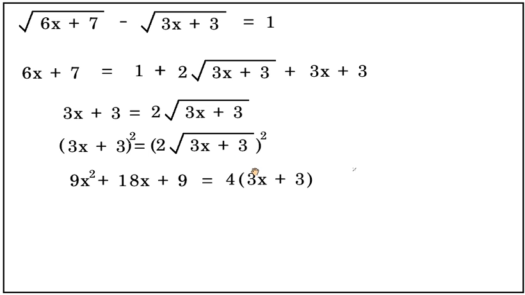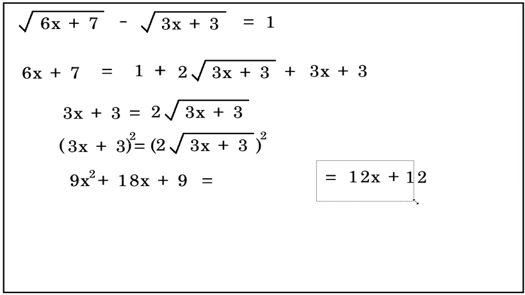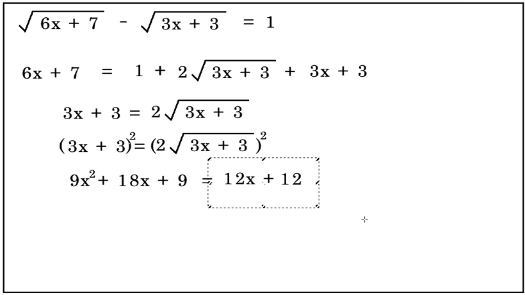And now I do have to do this distribution. And when I do that, I end up with this. 12x plus 12. Let's simplify this a little bit. The right side is now simply 12x plus 12. And hopefully we're in slightly more familiar territory for you now. The radicals are all gone. We had to do 2 isolations and 2 squarings of both sides. But the radicals are gone.